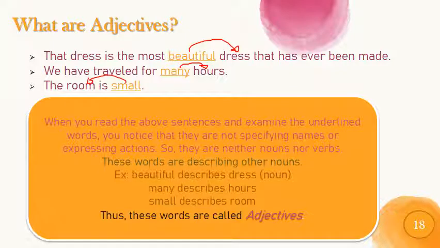So when we use these words to describe other words, especially nouns, notice that they are describing nouns. Beautiful is describing the dress. Dress is a noun. Many is describing the hours, and in the room is small, small is describing the room. So these words are talking about nouns. What do we call them? We call them adjectives. From these examples, we can notice that the words that describe nouns are called adjectives.